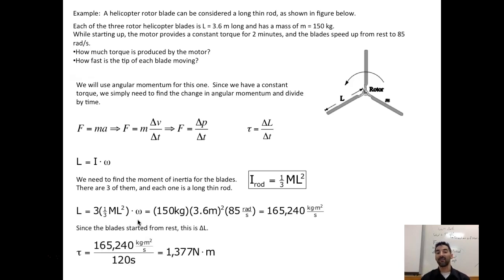I know that every blade started from rest. Thus, I know that that is my change in angular momentum. Then I can find the torque. Torque is just my angular momentum divided by time, and I get 1,377 Newton times meters.